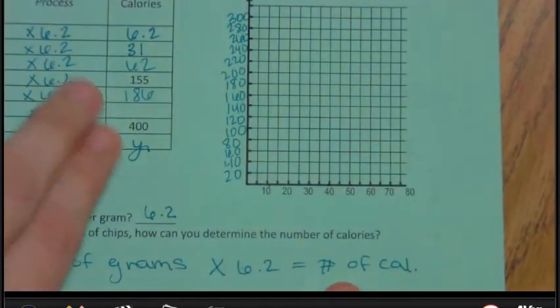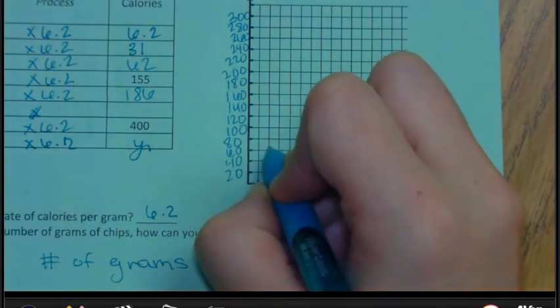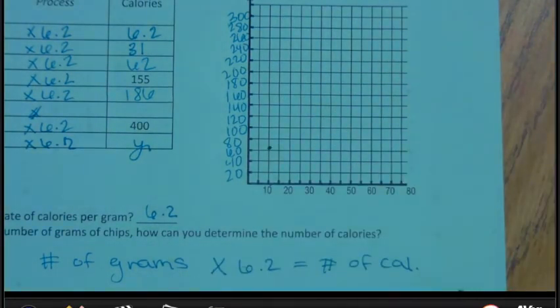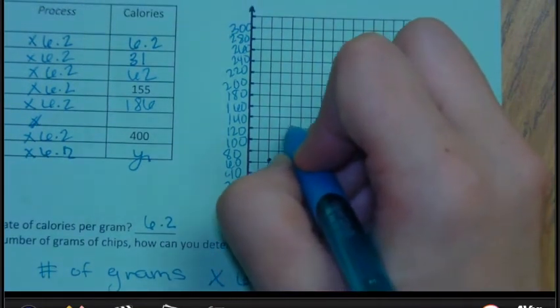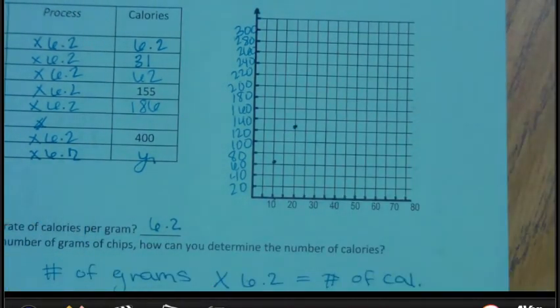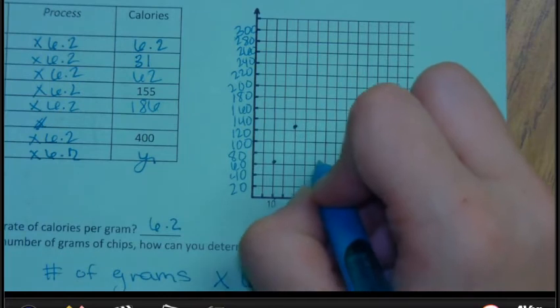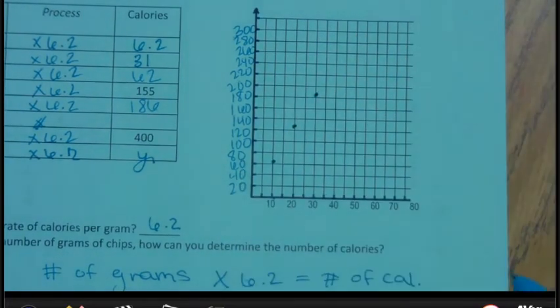So I know that for 10, I'm at 62. So I'm going to go up to the 60s. I'm going to go just a hair above 62, and I'm going to place a dot. For 20, I'm at 124. So I'm going to go up to the 120 and a hair above that for 124. So for 30 times 6.2, I'm at 186. I'm using a calculator, by the way, to help me with these big numbers. Go a hair above it.